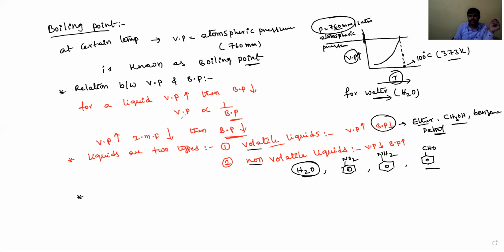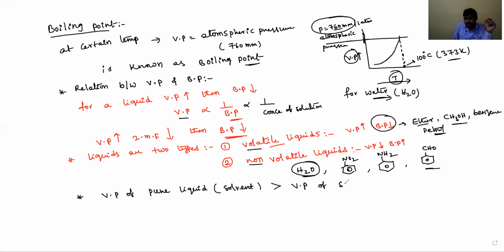The same way, the vapor pressure is inversely proportional to boiling point as well as inversely proportional to concentration of solution. For example, the vapor pressure of a pure compound or pure liquid, pure liquid means it is a solvent, is always more than the vapor pressure of a solution, because the solution is more concentrated when compared to solvent.